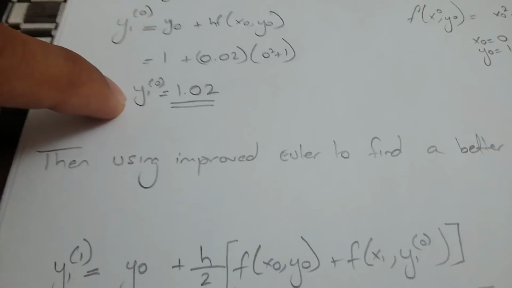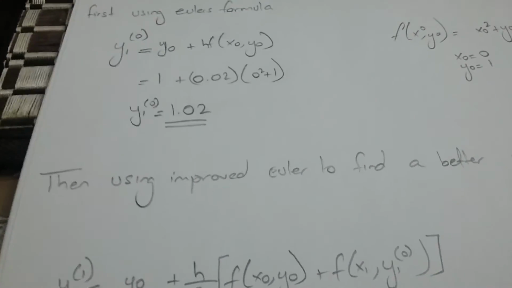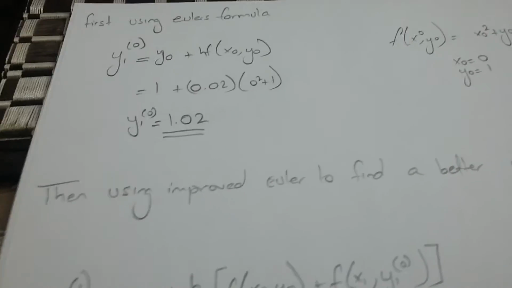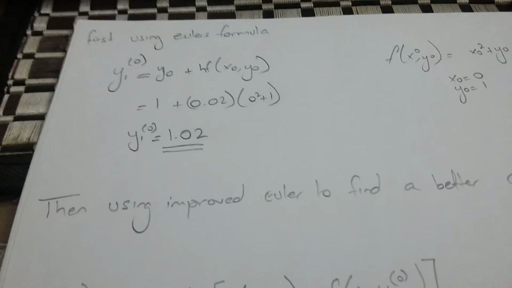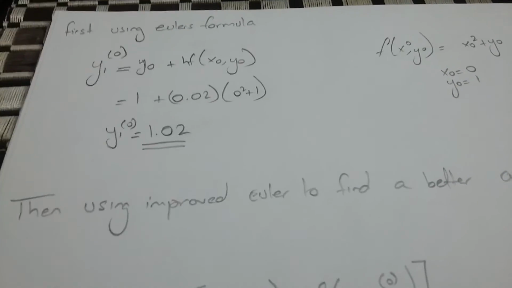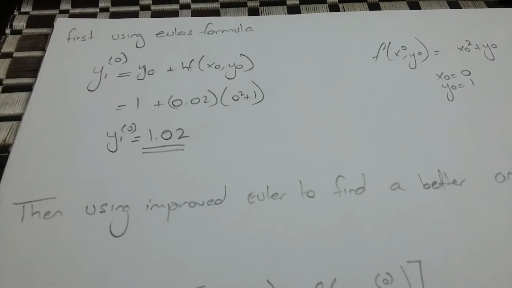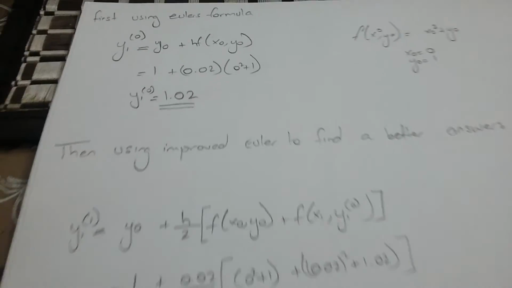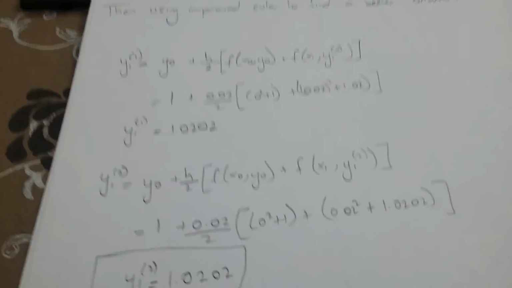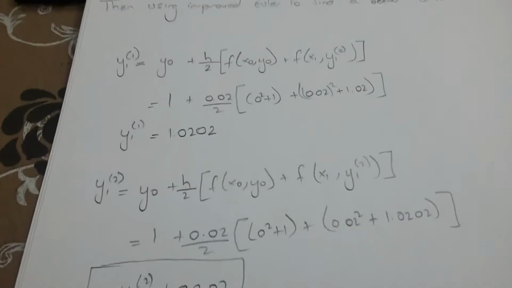Now we have basically found the value of y1 at x equal to 0.02, but as we are using Euler's improved or modified formula, we can find an even better answer that has a better approximation and is closer to the actual value. Thus, we shall use Euler's modified formula.